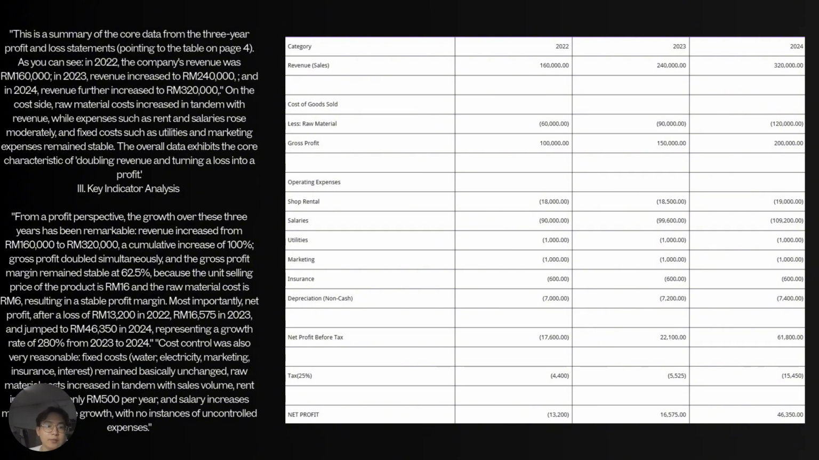So now this table represents the net profit from 2022 until 2024. To get the net profit, first we need to use the revenue to deduct cost of goods sold, and we will get the gross profit. And we take the gross profit and deduct the operating expenses, and we will get the net profit before tax. And finally, we deduct the tax, so we can get the net profit. As we can see, the net profit is increasing from 2022 until 2024. For example, there's an increase of 280% from 2023 until 2024.